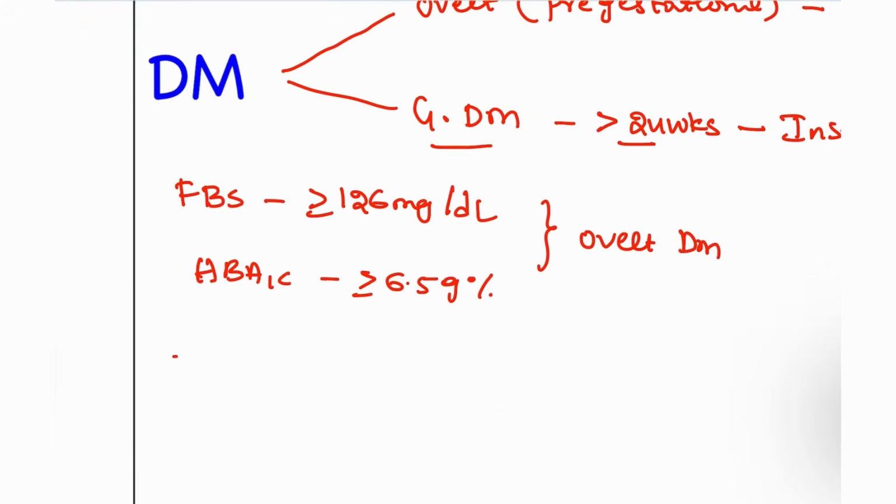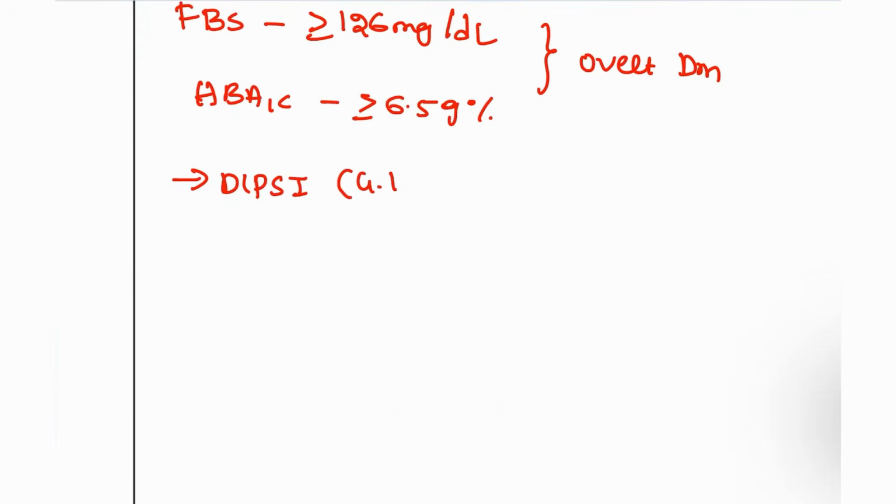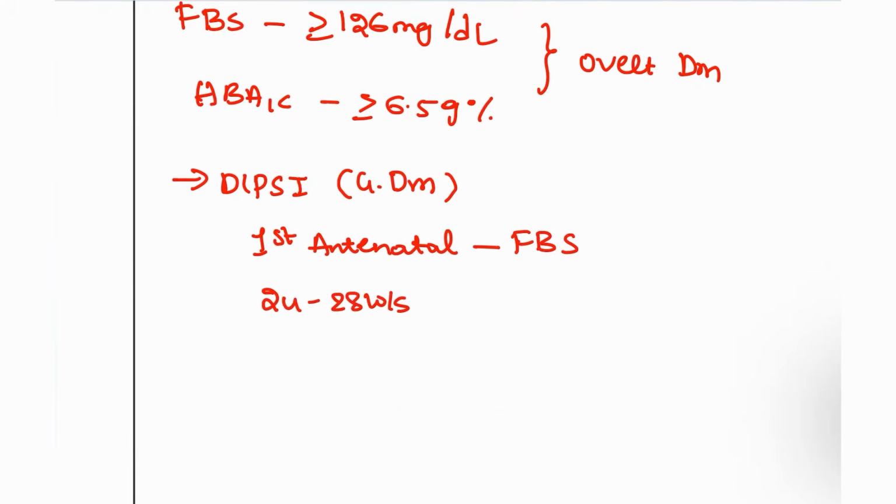Another commonly followed criterion is the DIPSI guidelines. What do we mean by the DIPSI guidelines? This is for gestational diabetes mellitus. For all patients, at the first antenatal visit only, you have to do the fasting blood sugar. Again, after 24 to 28 weeks, you have to repeat it with the HbA1c. These are the guidelines that we have to follow.